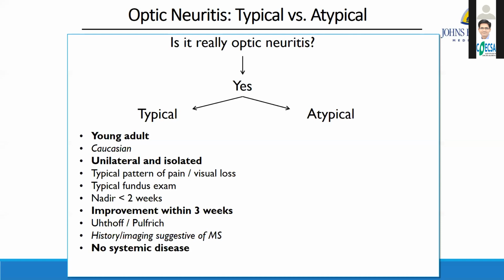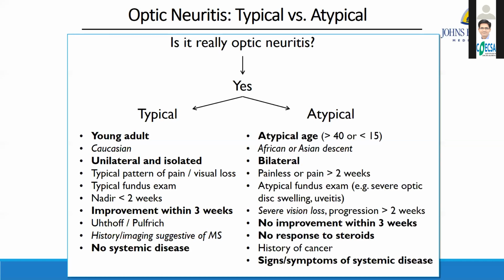Pulfrich effect is where, because of the differential in lighting that's reaching the optic nerve because of the impaired vision in the affected eye, you actually get a false sense of depth perception. History and imaging suggestive of MS obviously would make this typical MS-related optic neuritis, and there should be no evidence of systemic disease.